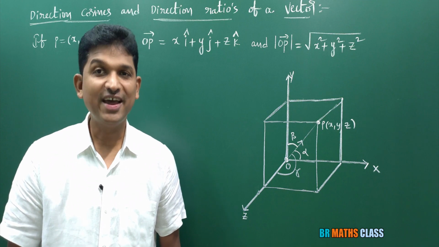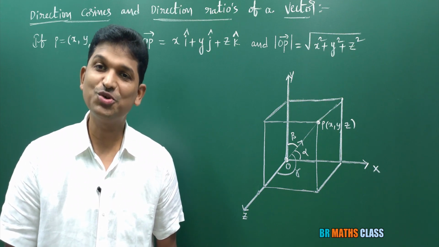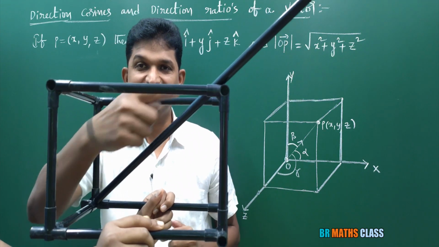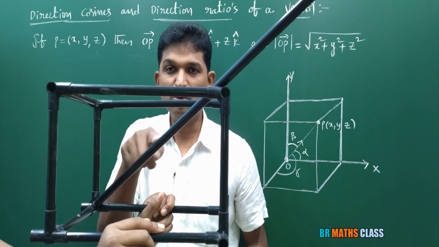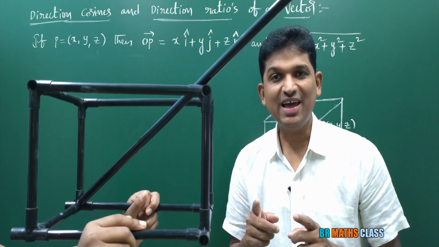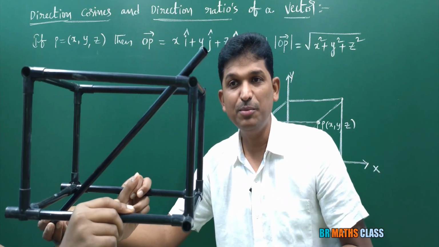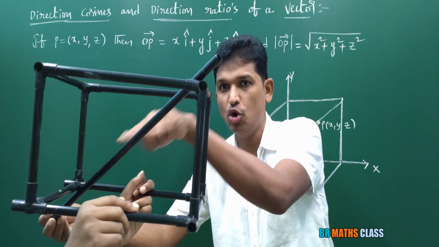What about direction cosines of a vector PO bar? Please observe, this is OP bar. Look here, this is the angle alpha made by OP bar with x-axis. What is the angle made by PO bar with x-axis? Not this one. This is the angle made by OP bar.